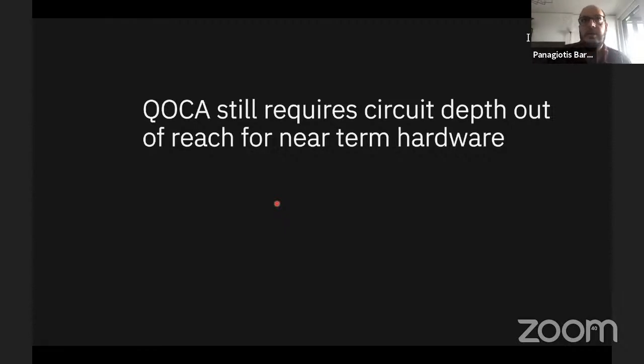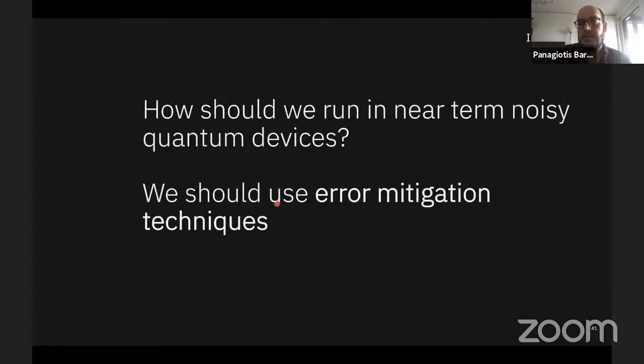In principle, the answer to the question is that we need to use error mitigation techniques. We need to start thinking about how we can use the physical qubits in a more efficient way and get better results out of what we have today.